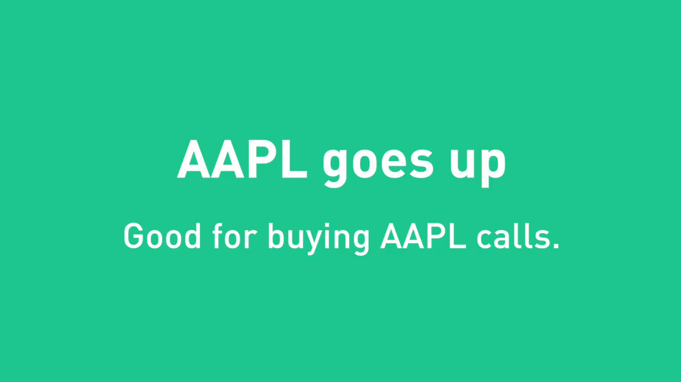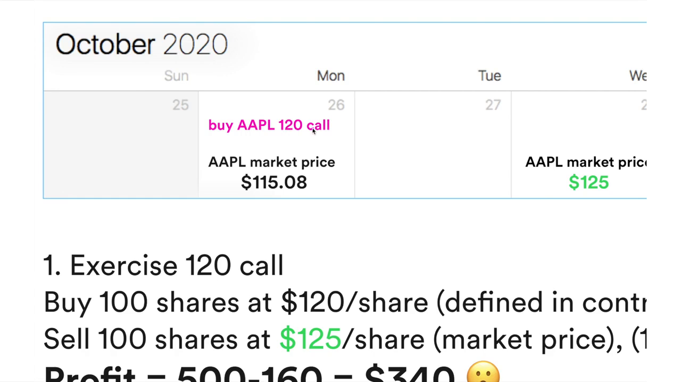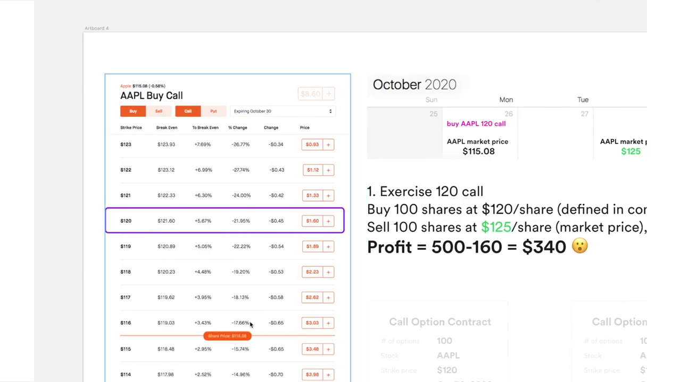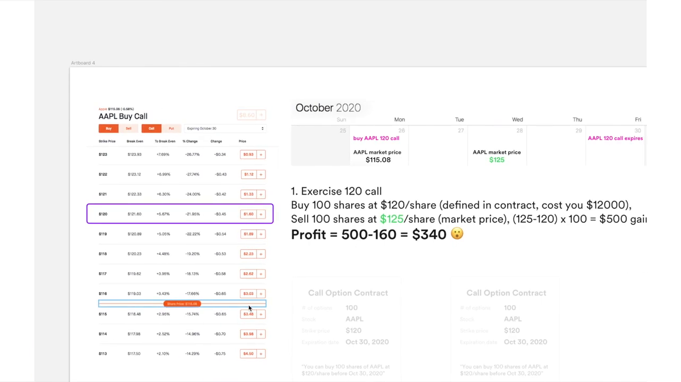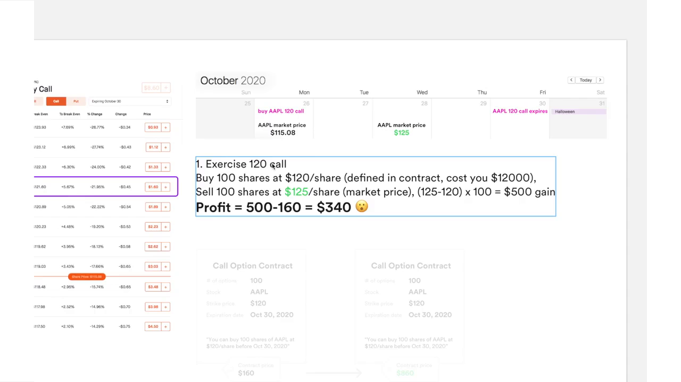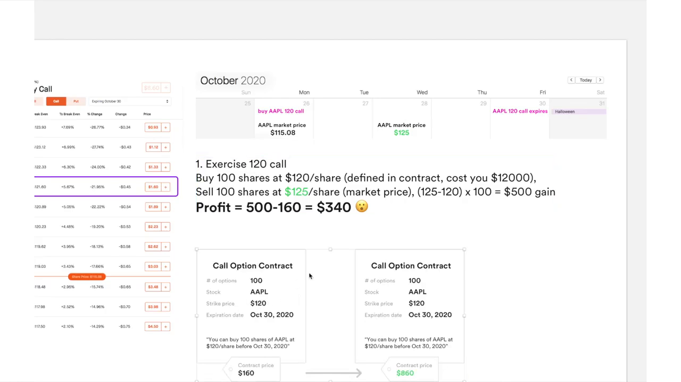Now let's take a look at the bull case, which means the Apple stock price goes up. So on Monday, you purchase this Apple 120 call, right? The 120 call costs you $160. The market price is $115.08. So let's say on Wednesday, Apple is having a great run. It goes all the way up to $125. What you can do is exercise this Apple 120 call because you bought the contract. You buy 100 shares at 120, which is defined in the contract, it's the strike price, and then you can sell these 100 shares right away at the market price 125 and profit the difference.